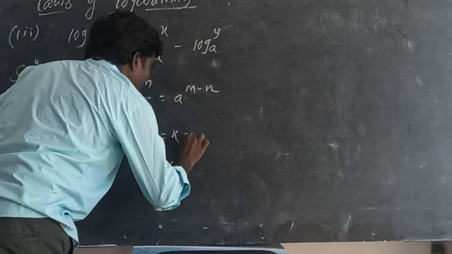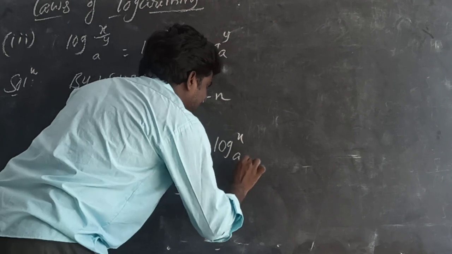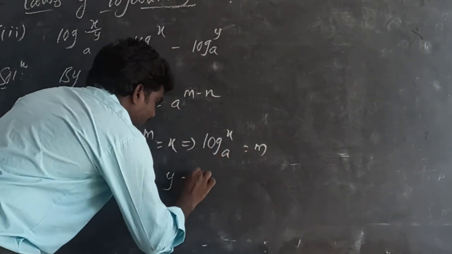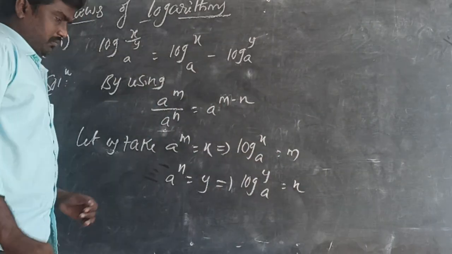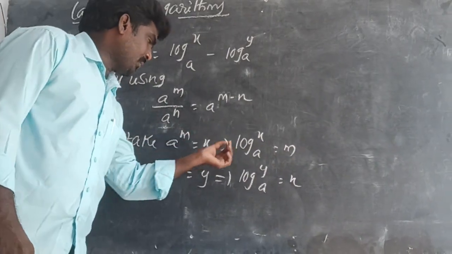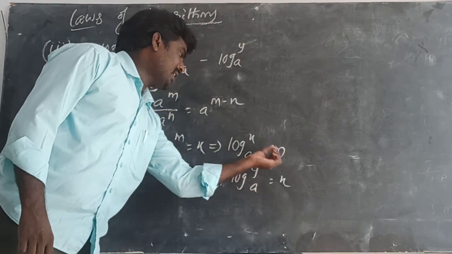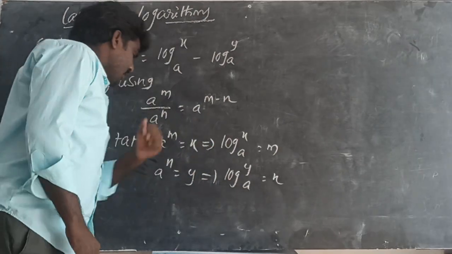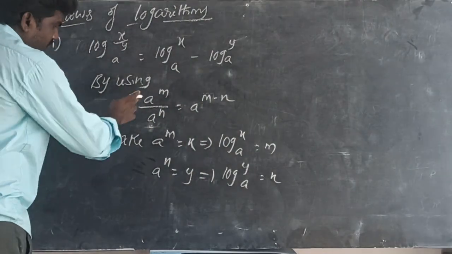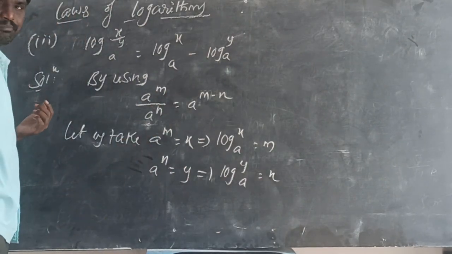Applying the logarithm to this exponent form, log x base a is equal to m. Next, log y base a is equal to n. So when we apply the logarithm, we get the m value and the n value. The m value is log x base a, and the n value is log y base a. Now, what is the exponent form? a power m by a power n is equal to a power m minus n.